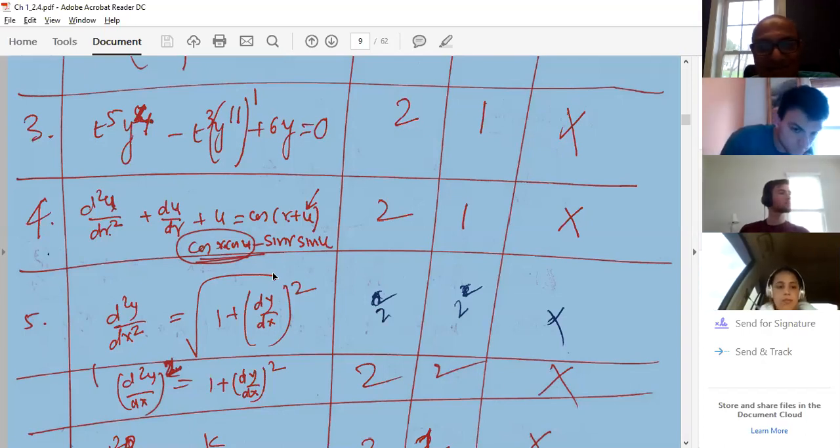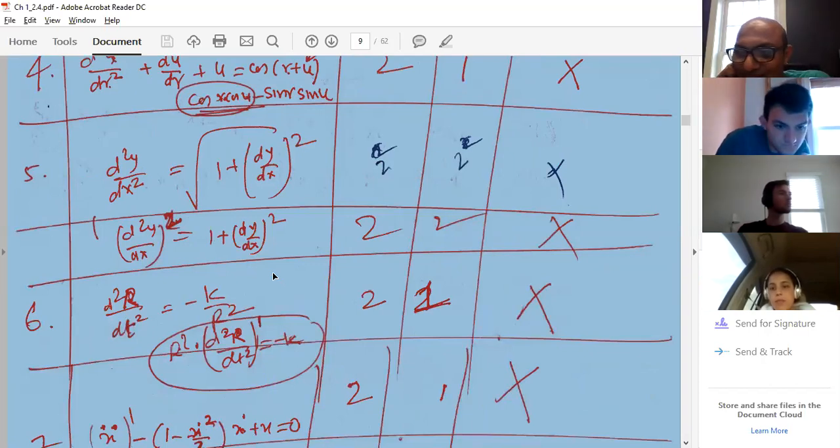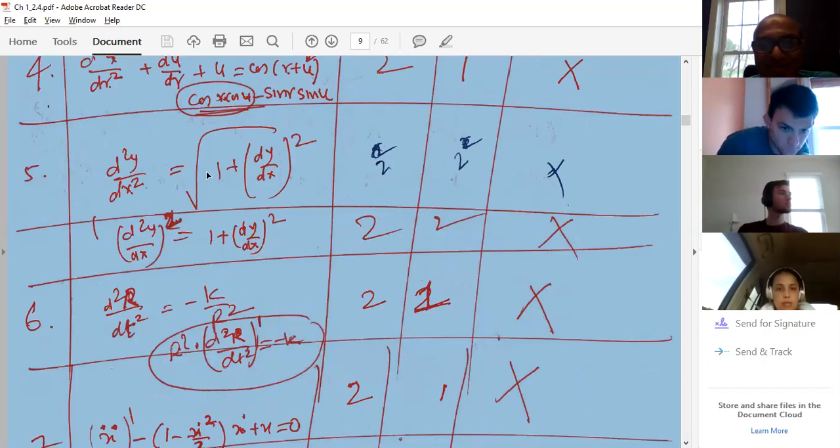Rodriguez, would you like to take one? We are here to help you out. Number 5. Just look at this equation, don't look at anything else: d squared y by dx squared equals the square root of 1 plus (dy by dx) whole squared. What is the order?